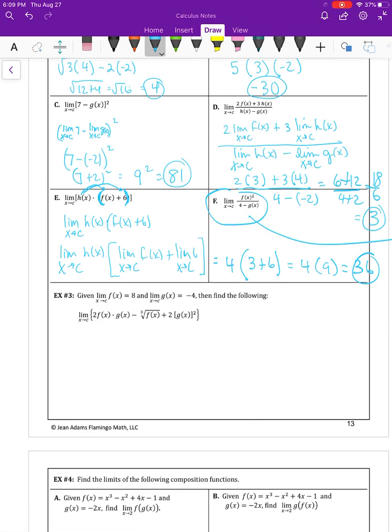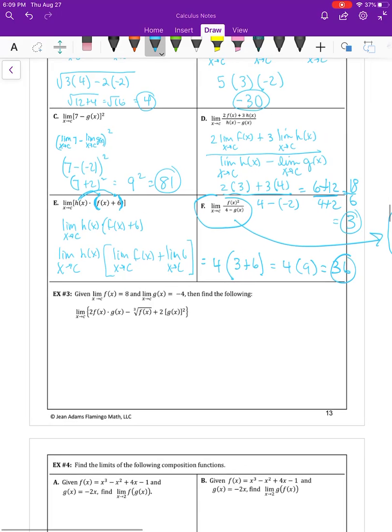Example number 3. Given that the limit as x approaches c of f of x is 8 and the limit as x approaches c of g of x is negative 4, then find the following. And this is complicated.